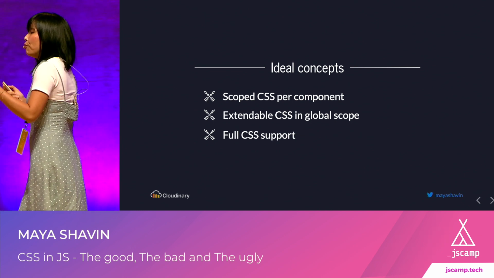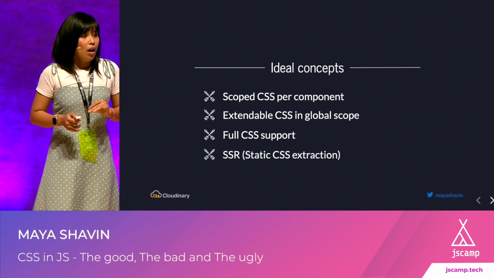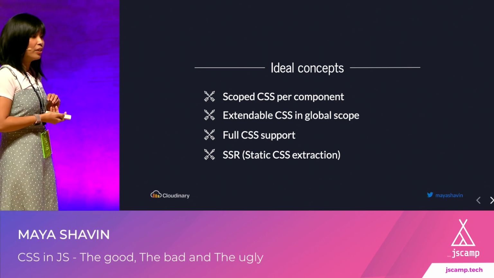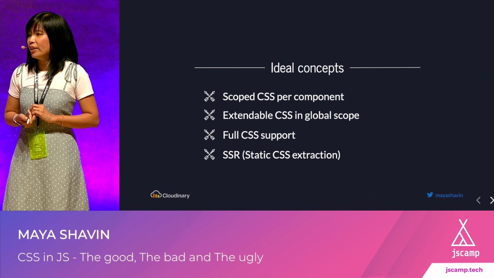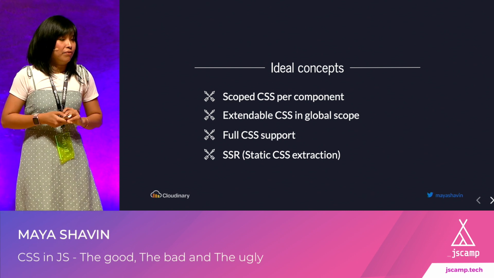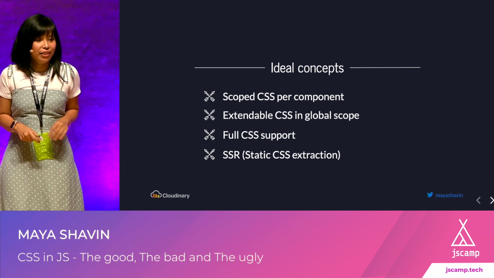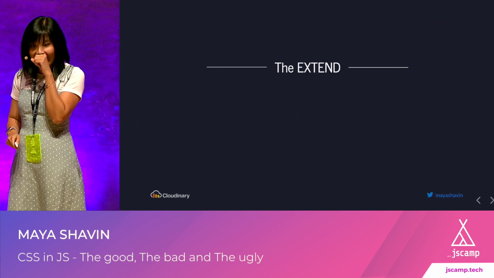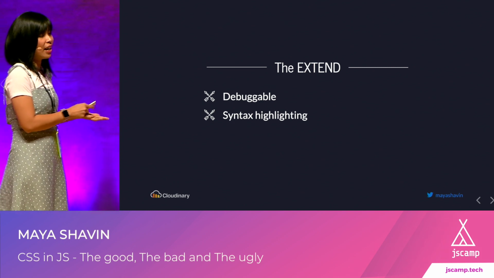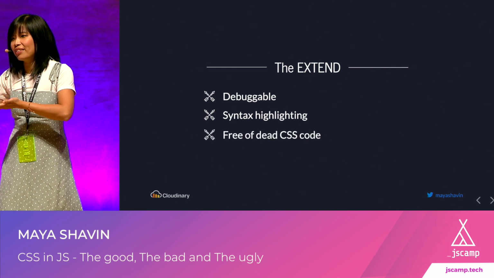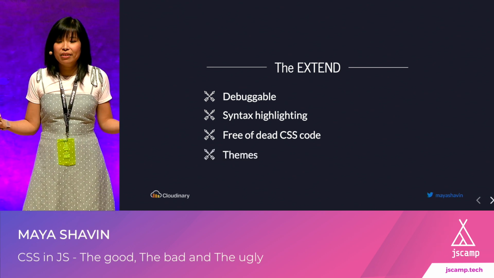We have to have full CSS support, like you can write vanilla CSS inside the component, and it has to support server-side rendering. By the way, vanilla CSS is not supported in React Native. So you cannot write pure CSS in a React Native component, not without any plugin so far. In addition, it has to be debuggable. It has to have syntax highlighting, just like writing in a CSS file. It has to be free of dead CSS code, so we don't have to deal with all the maintenance.